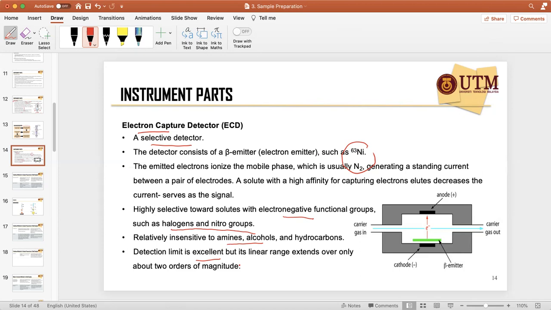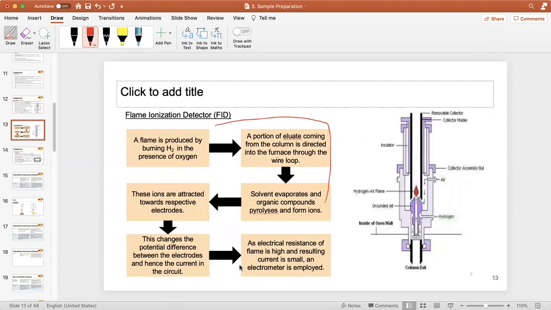That's it for ECD. For FID, yang ni lah kita nak explain cara FID tu macam mana it works. Okay?